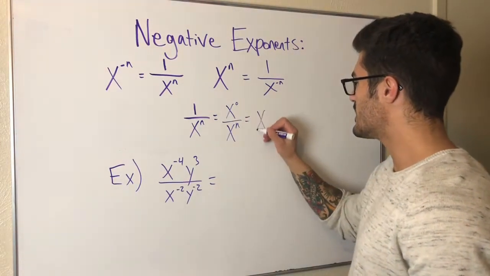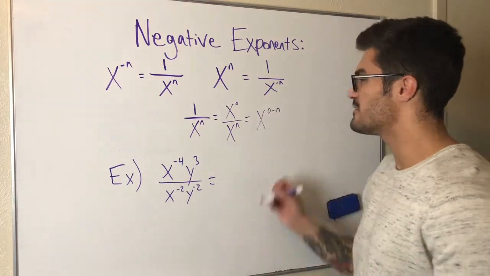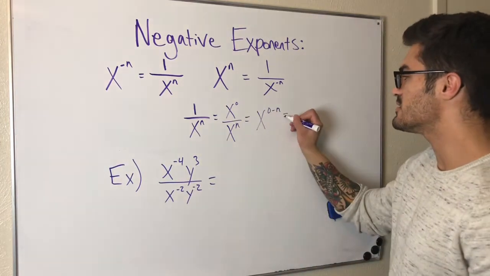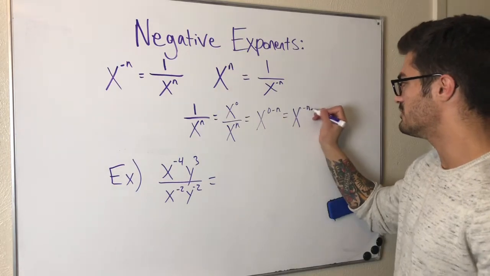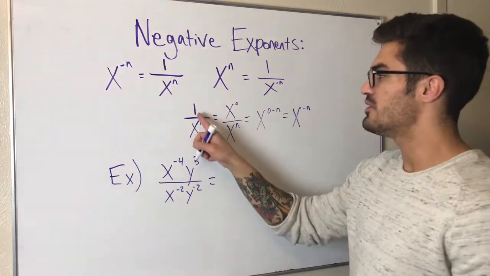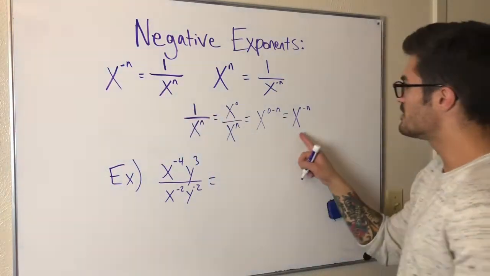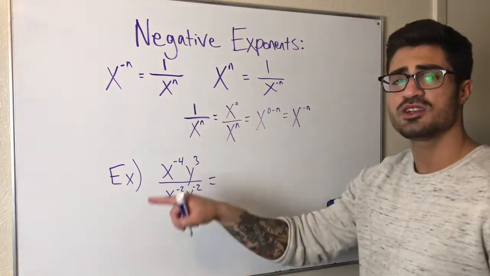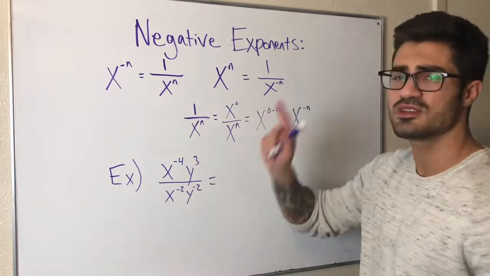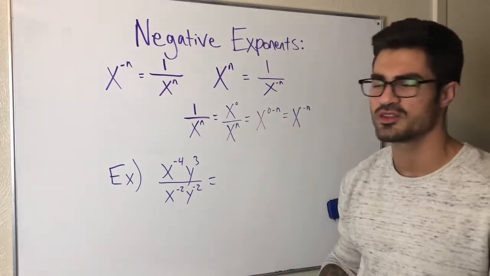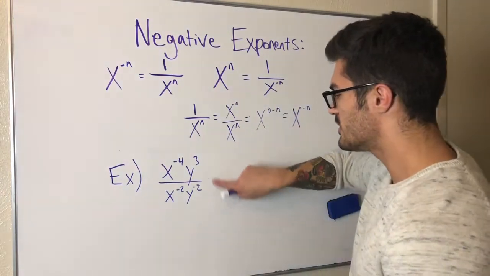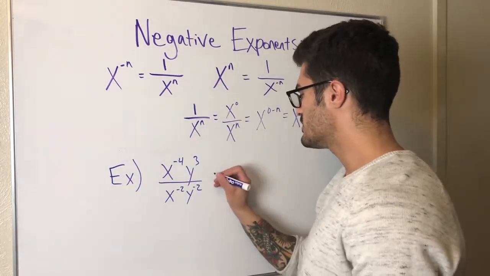So this equals x to the 0 minus n. And what is 0 minus n? That is simply x to the negative n, right? And now we've seen why this is equal to this. You can go the opposite direction in the same way, back and forth, and see why this works. So let's get straight into an example.